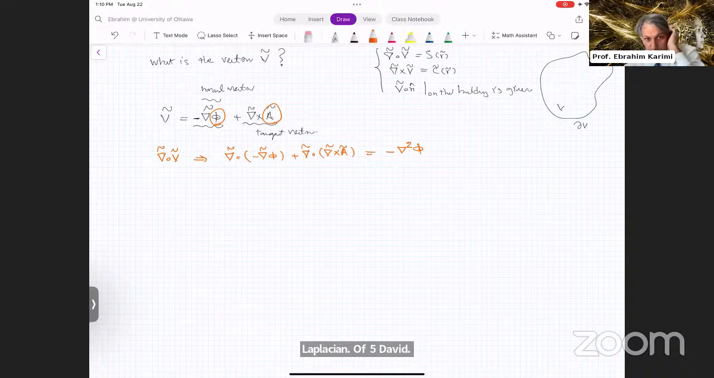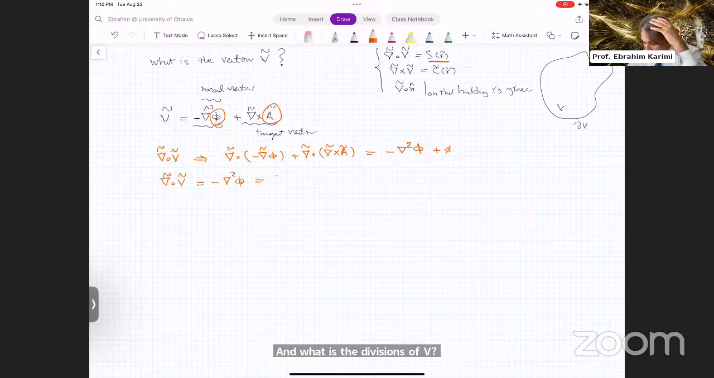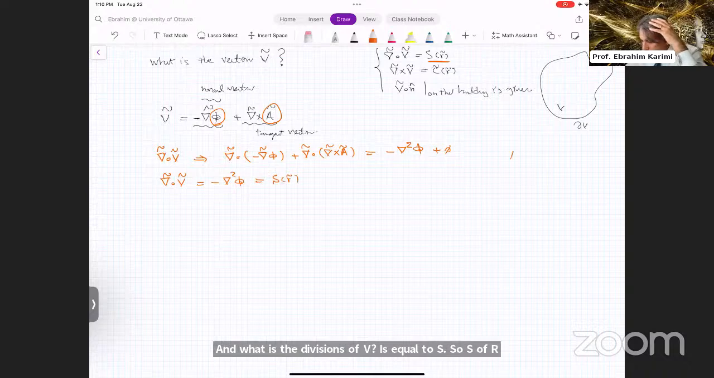Exactly. It is 0. So we calculated the divergence of V, which is given by minus Laplacian of phi. And what is the divergence of V? It is equal to S of R. So from here, I will see that the Laplacian of phi is equal to minus S of R.